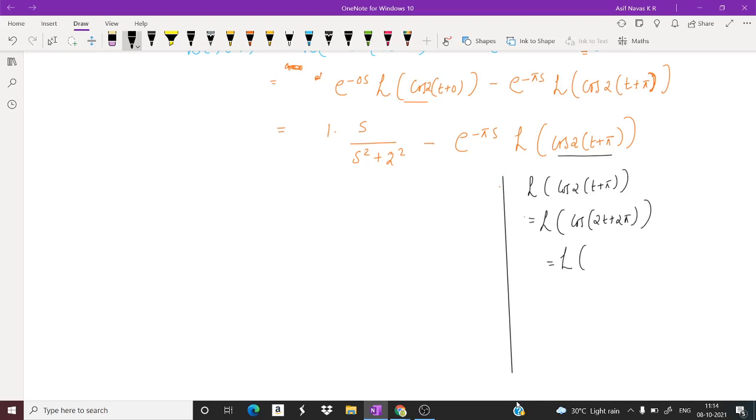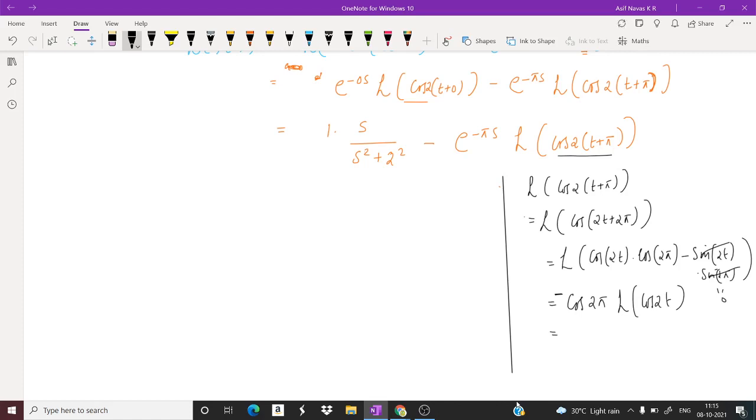Cos of a plus b is cos a cos b minus sin a sin b. That is cos 2t into cos 2 pi minus sin 2t into sin 2 pi. Sin 2 pi is 0, right? So this will become 0. So the remaining is cos 2 pi, and you can take L of cos 2t outside.